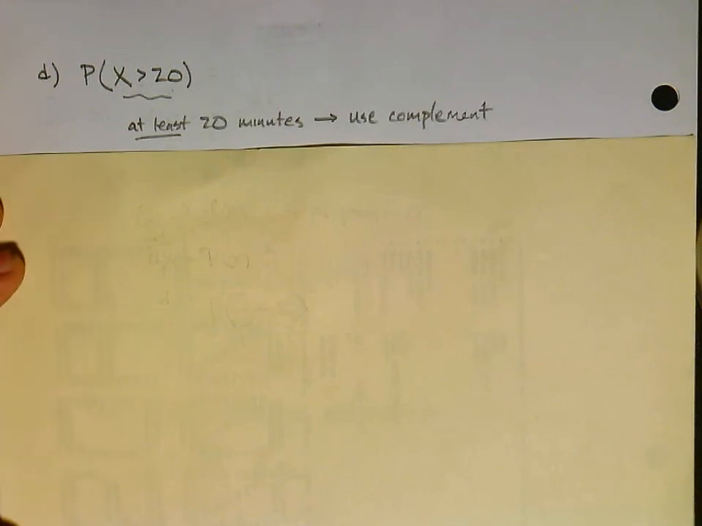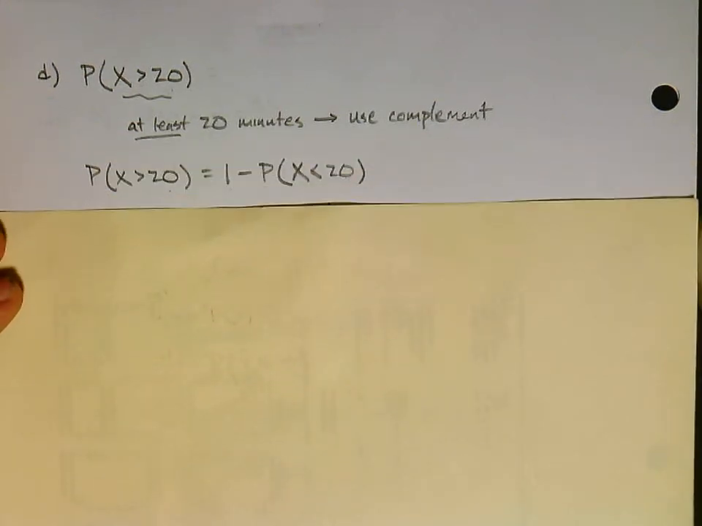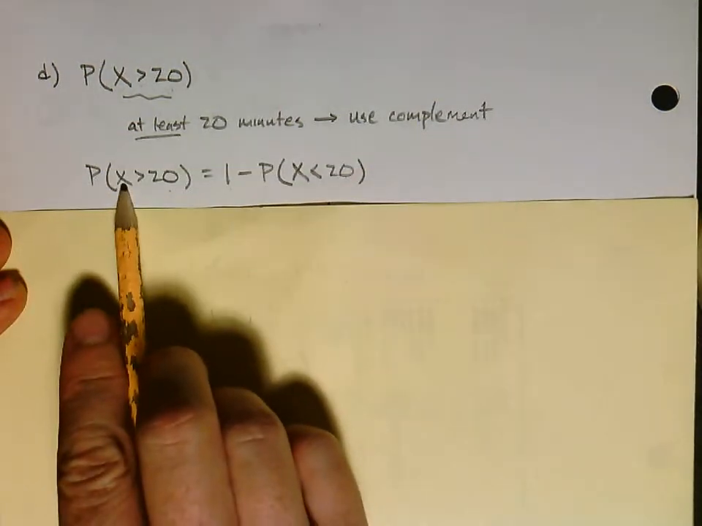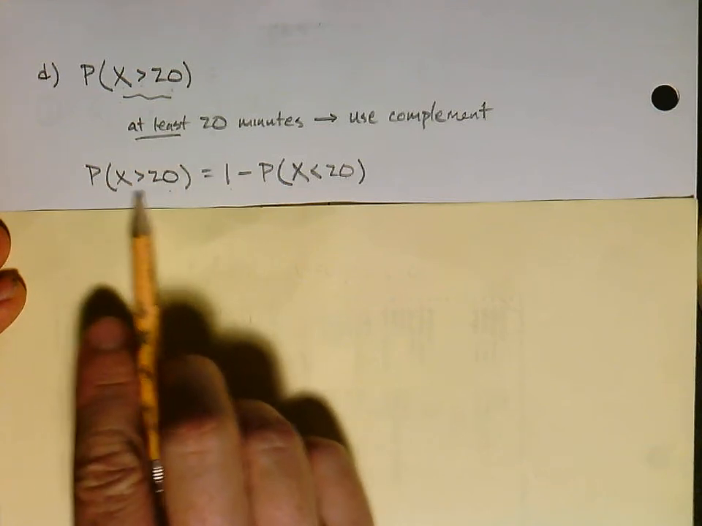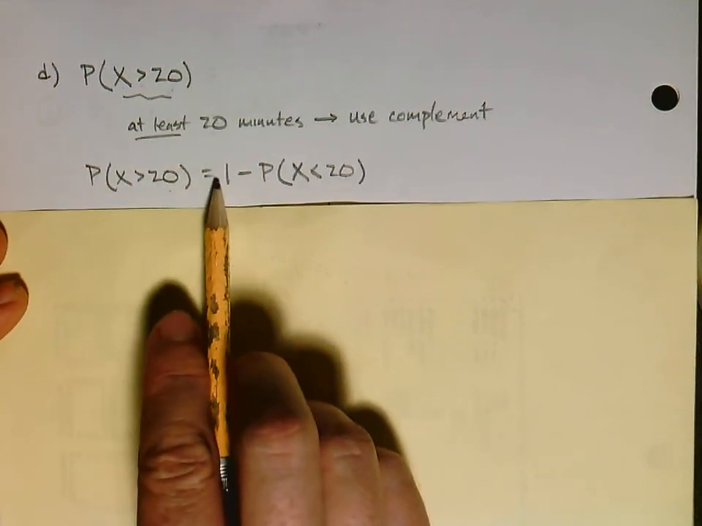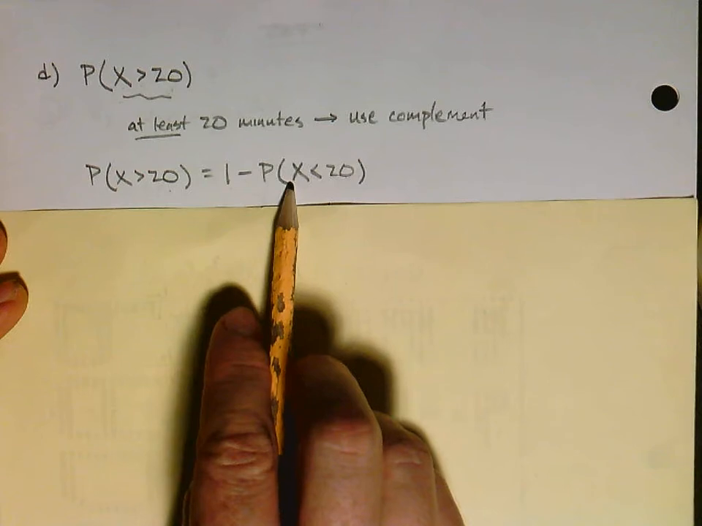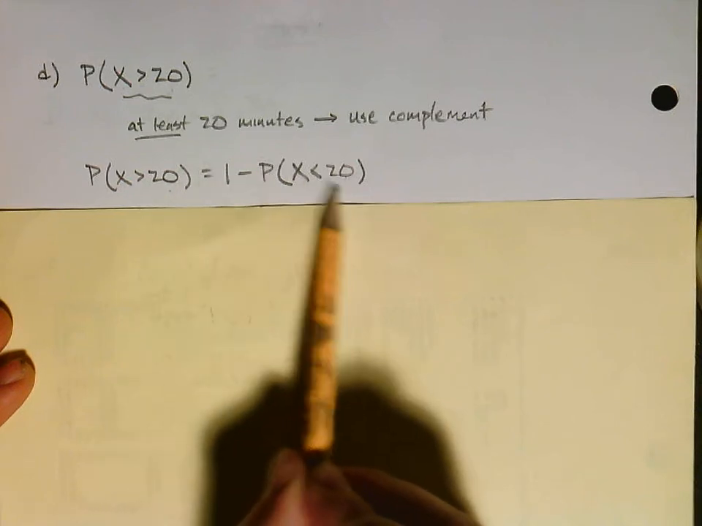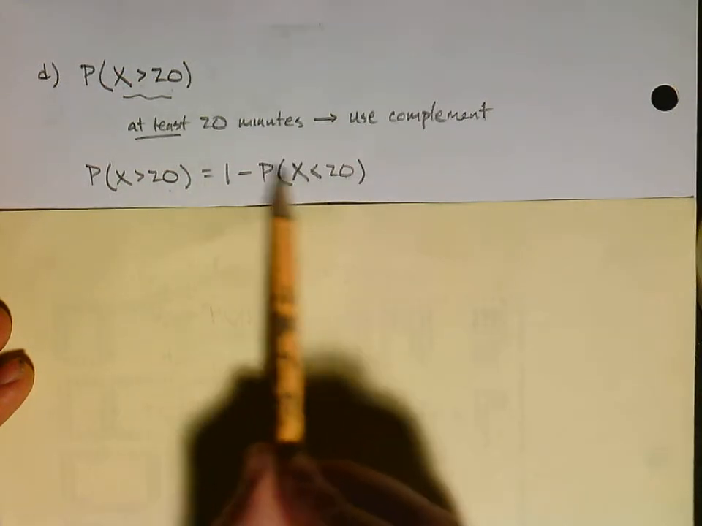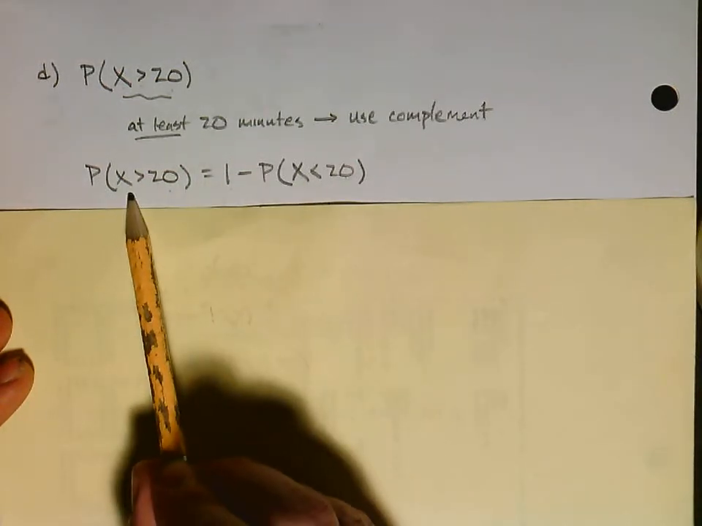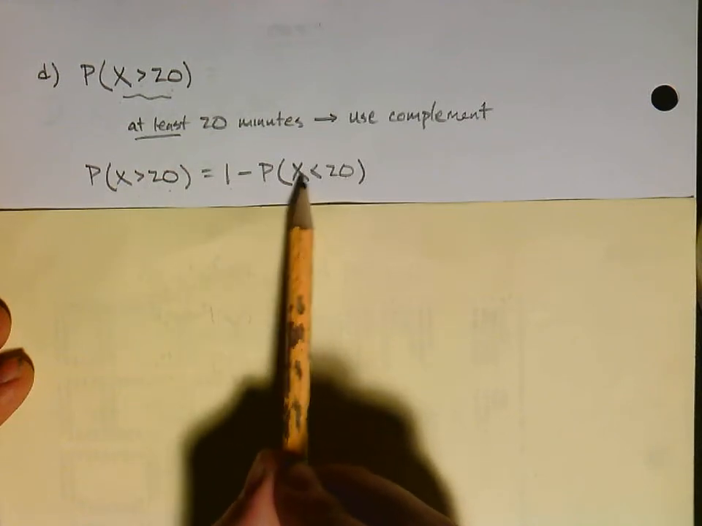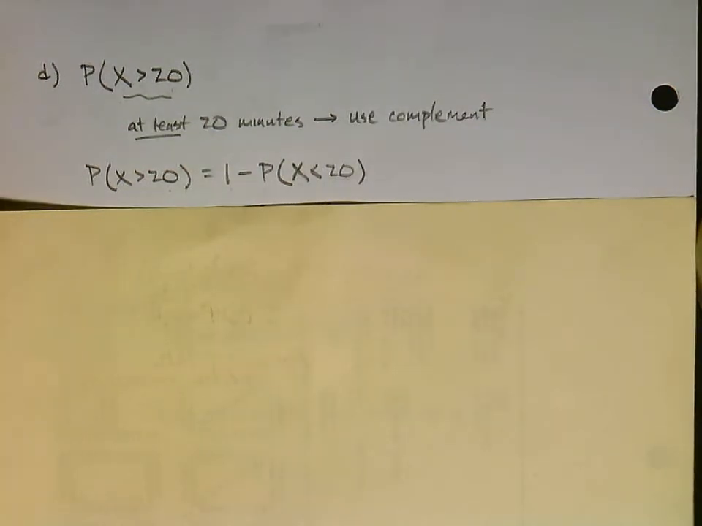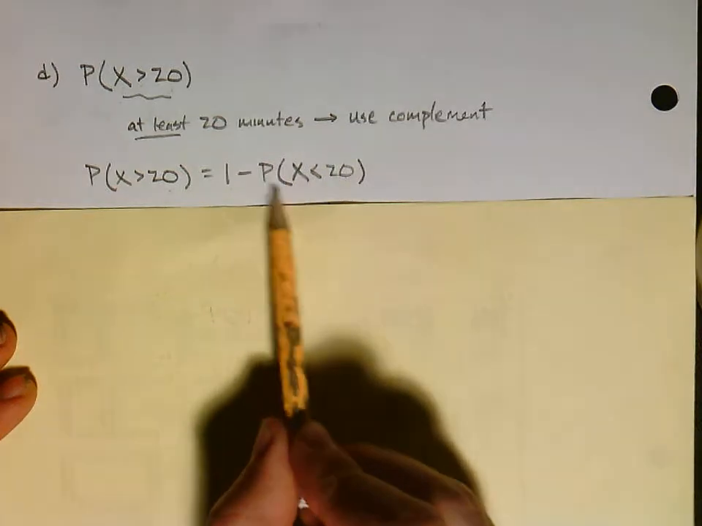Okay, well, what does that mean? How are we going to use the complement here? To find the probability that x is greater than 20, this is the number we are after, we're going to do 1 minus the probability that x is less than 20. Right? These would be opposites of each other, or complements of each other. Greater than 20, less than 20. So if we want to know greater than 20, let's take 1 minus probability of being less than 20. And we can use our formula right here.